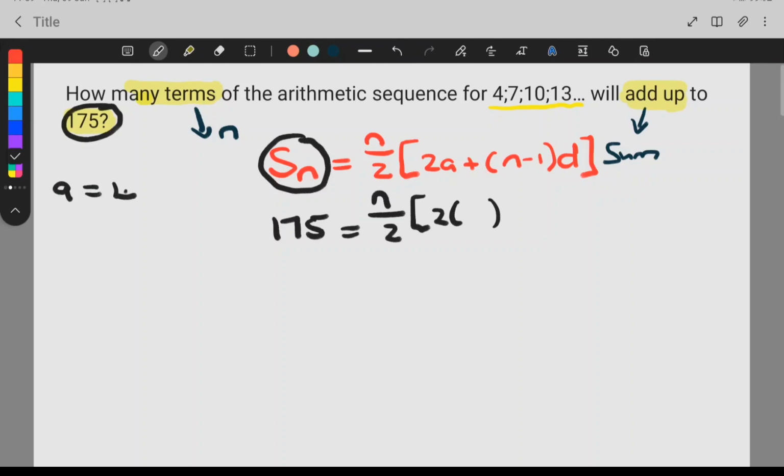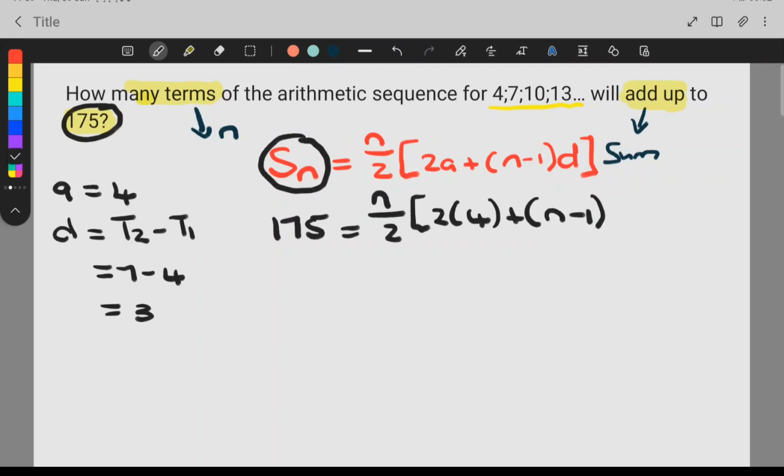Remember, a refers to the first term. Let's just do this on the side. a is 4. d refers to the constant difference, so it's T2 minus T1. That is 7 minus 4, which is 3. So 2a, where a is 4, plus n, which we don't know, and d is 3. Close the bracket. We wrote the formula down and then we subbed all our values in. Now we're going to do algebra and solve for n.